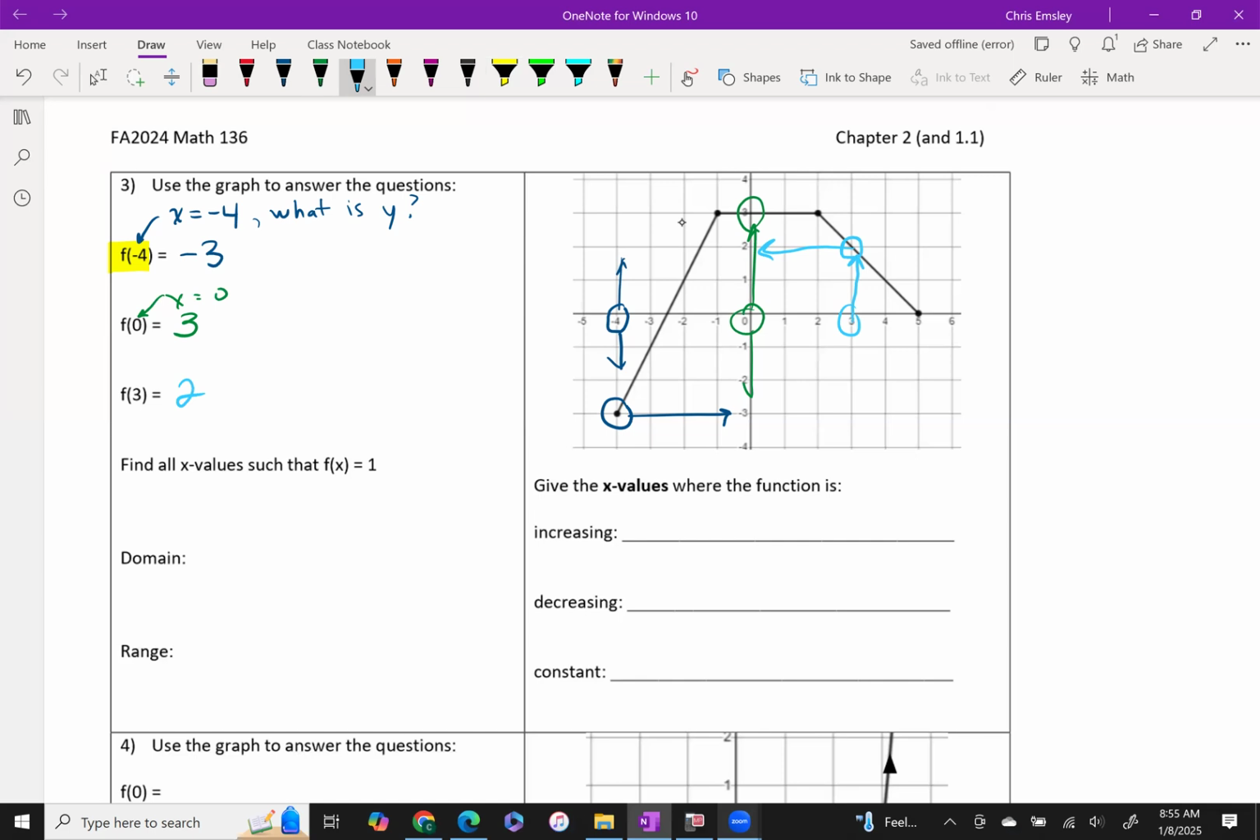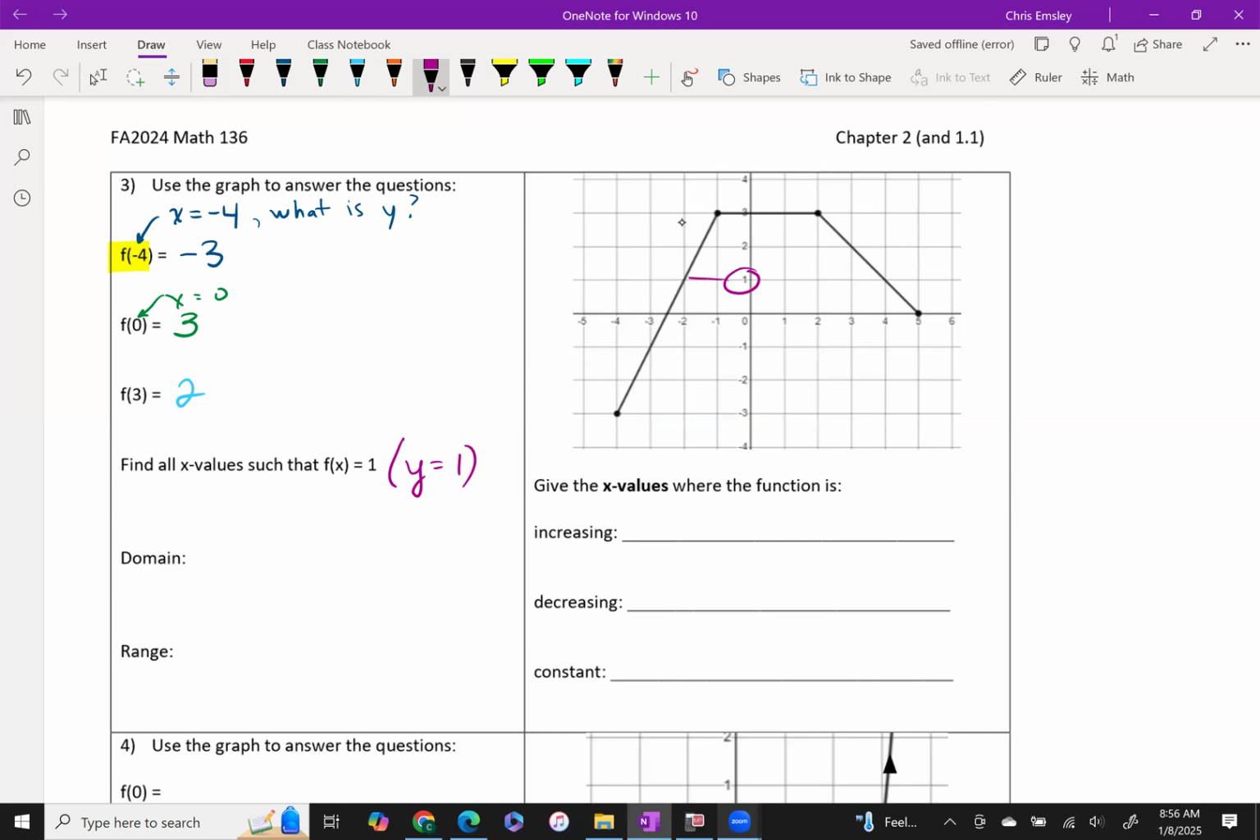Now, actually, those were for x values. Now we're going to turn it around. This next question asks, find all the x values. Okay, so we aren't given the x value this time. We're going to find the x values such that f of x is equal to 1. Okay, so this time they have given us the y value. Y is equal to 1, which is right here.